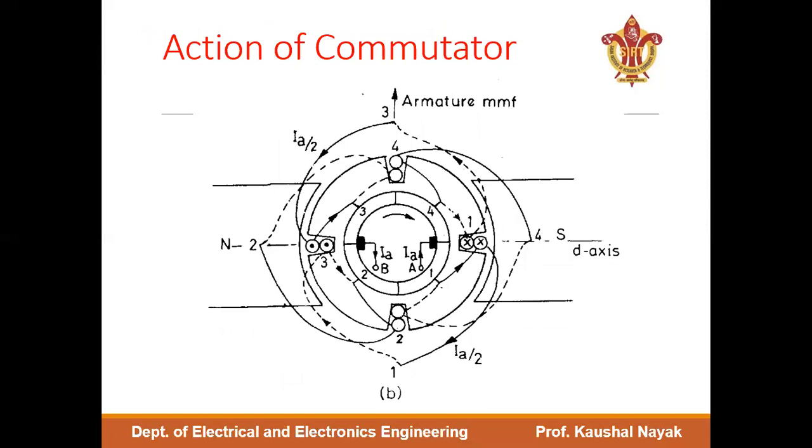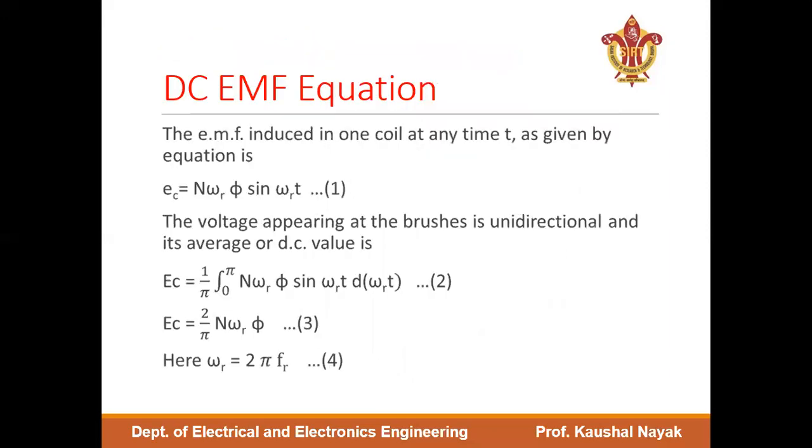The field MMF and armature MMF always remain stationary with respect to each other. The EMF induced in one coil at any time is given by Ec equal to N omega r phi sine omega r t, where N is the number of turns in the coil, omega r is the speed in radians per second, and phi is the average flux per pole.